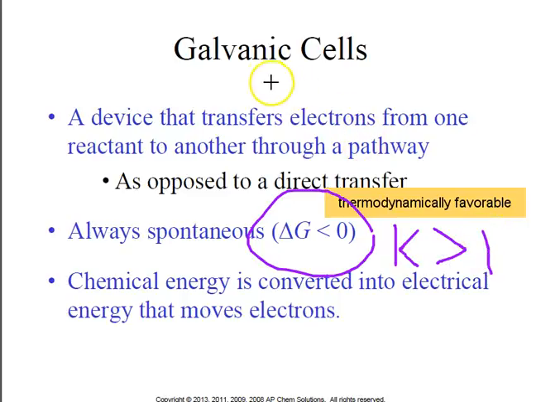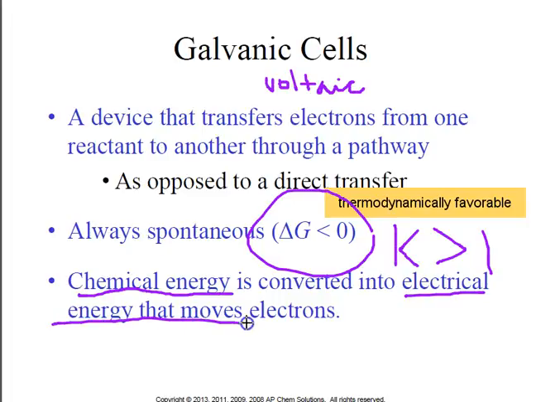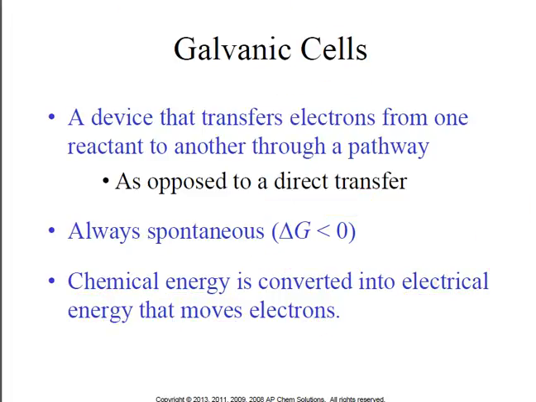So galvanic cells, also called voltaic cells, are cells in which we're producing electricity spontaneously or favorably. We take chemical energy that's stored in the system and we're going to convert it into electrical energy to move those electrons. Right, so let's see what this looks like.